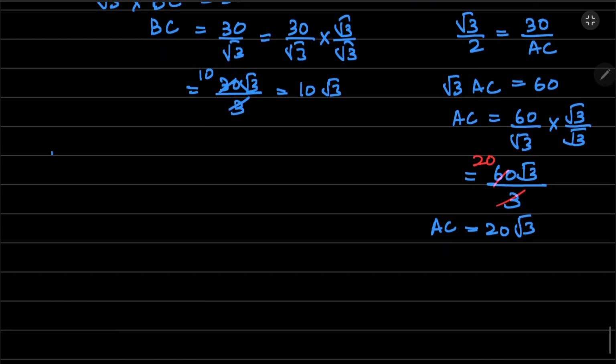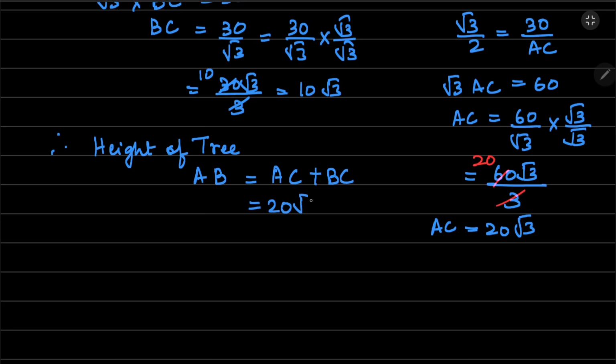So what is the total length or height of the tree? AB is equal to AC plus BC. What is AC? 20 root 3. Plus what is your BC? 10 root 3. So what is the answer? 30 root 3 meters. This is the total height of the tree.